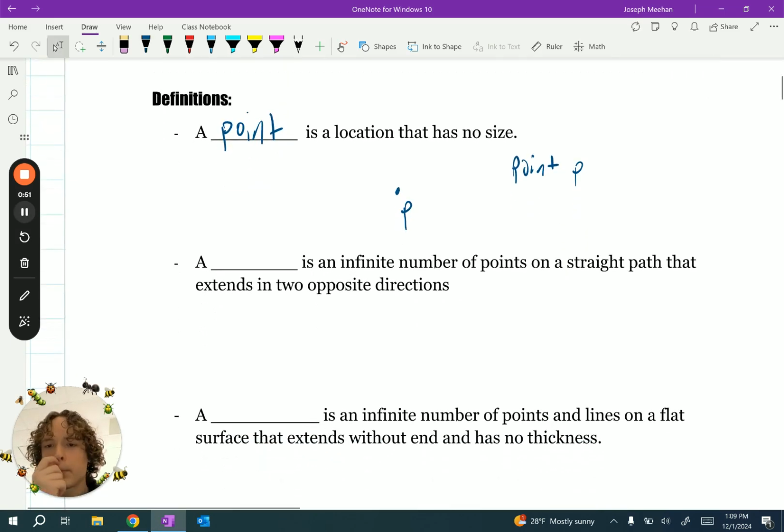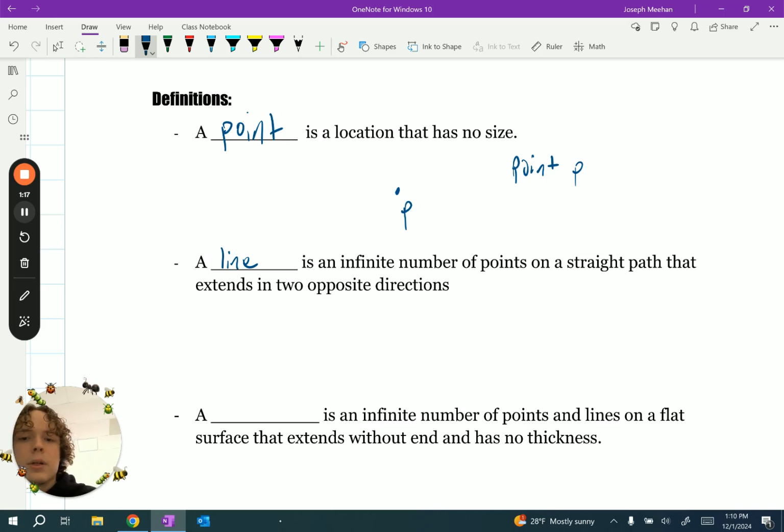All right, the next definition. It says a blank is an infinite number of points on a straight path that extends in two opposite directions. This is called a line. A line is an infinite number of points on a straight path that extend in two opposite directions. So you can imagine that if we had a million or even a double million or a triple million, so many points right next to each other that they create a line. I mean, that's all it is. It's just so many points, an infinite amount of points right next to each other.